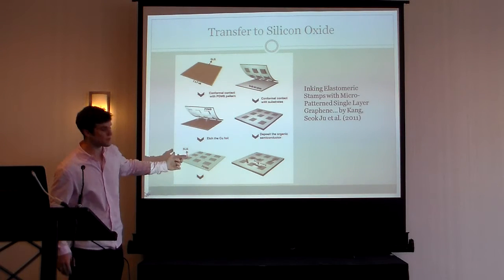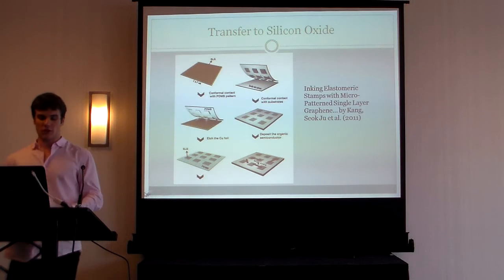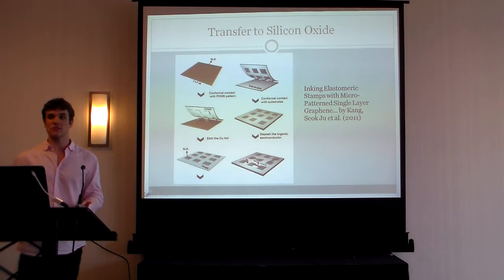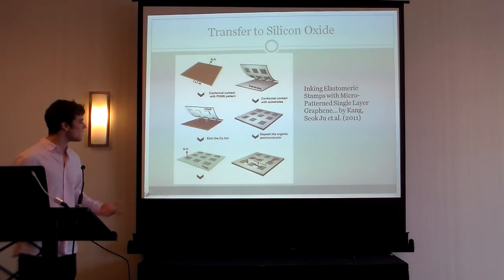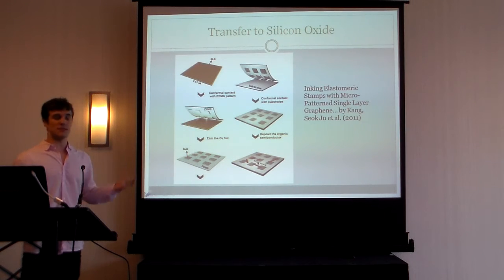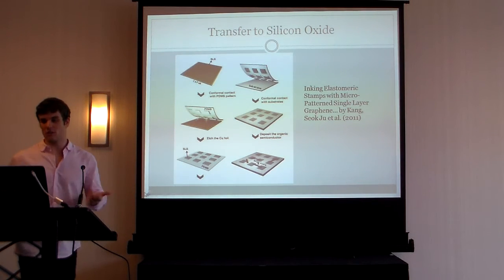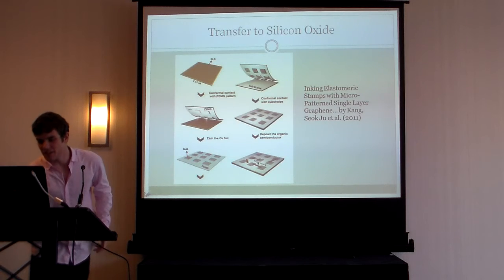And you can then pattern. Here they've got a series of squares, but you can do any sort of micron-scale features, which isn't enough to make a nanowire of graphene, for example, but you can make any sort of array of CVD graphene that you want, which is convenient.